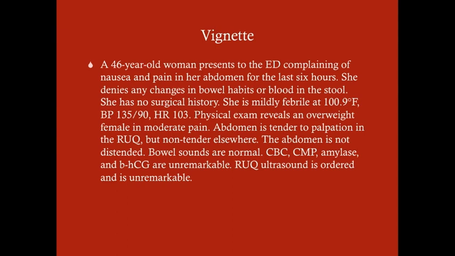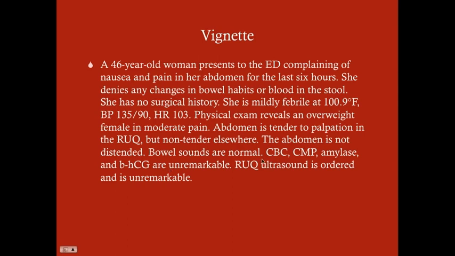She's mildly febrile at 100.9, so pretty much the same so far. Blood pressure 135/90, heart rate 103. Physical exam reveals an overweight female in moderate pain, so pretty much the same so far. The abdomen is tender to palpation in the right upper quadrant, but non-tender elsewhere. The abdomen is not distended. Bowel sounds are normal. CBC, CMP, amylase, and beta HCG are unremarkable.